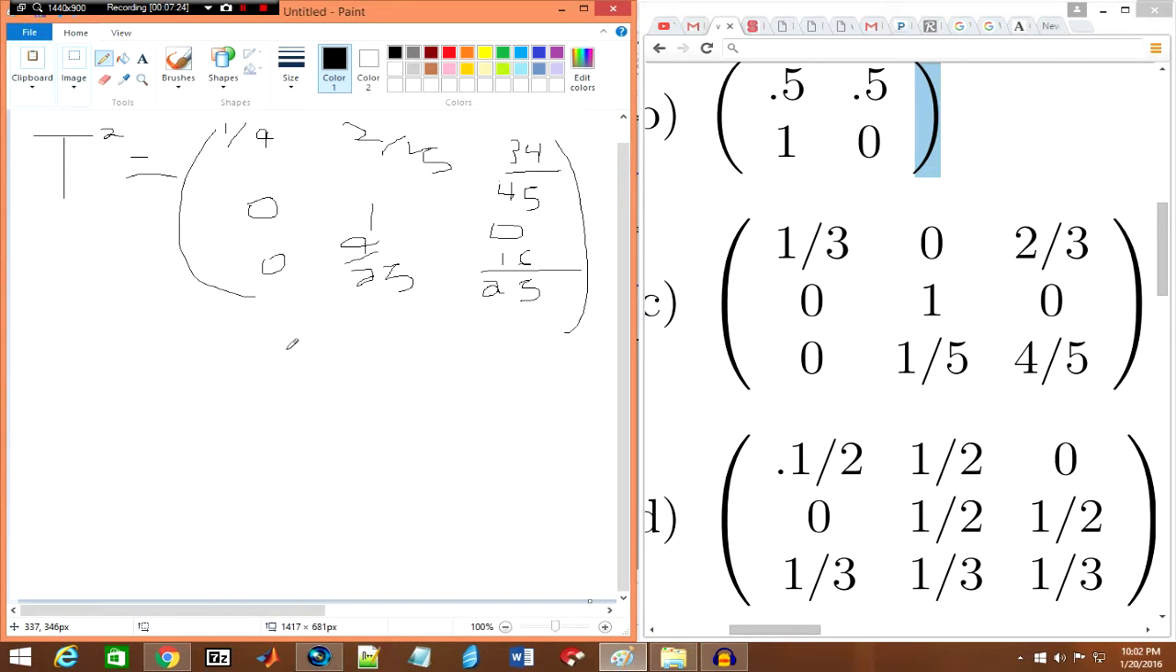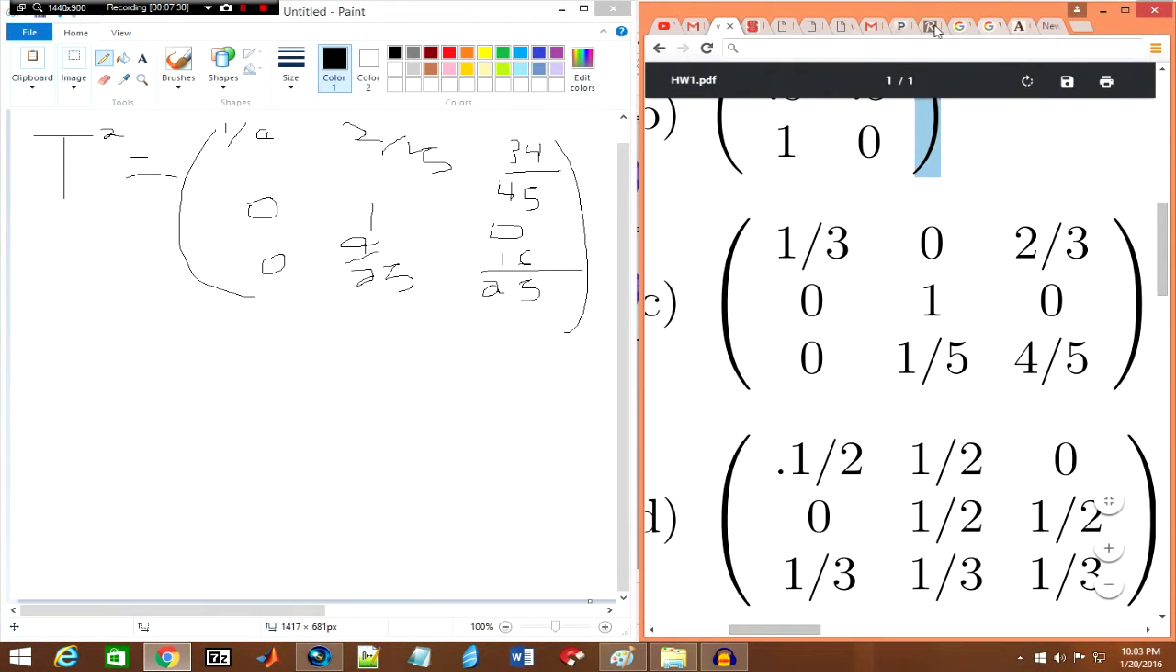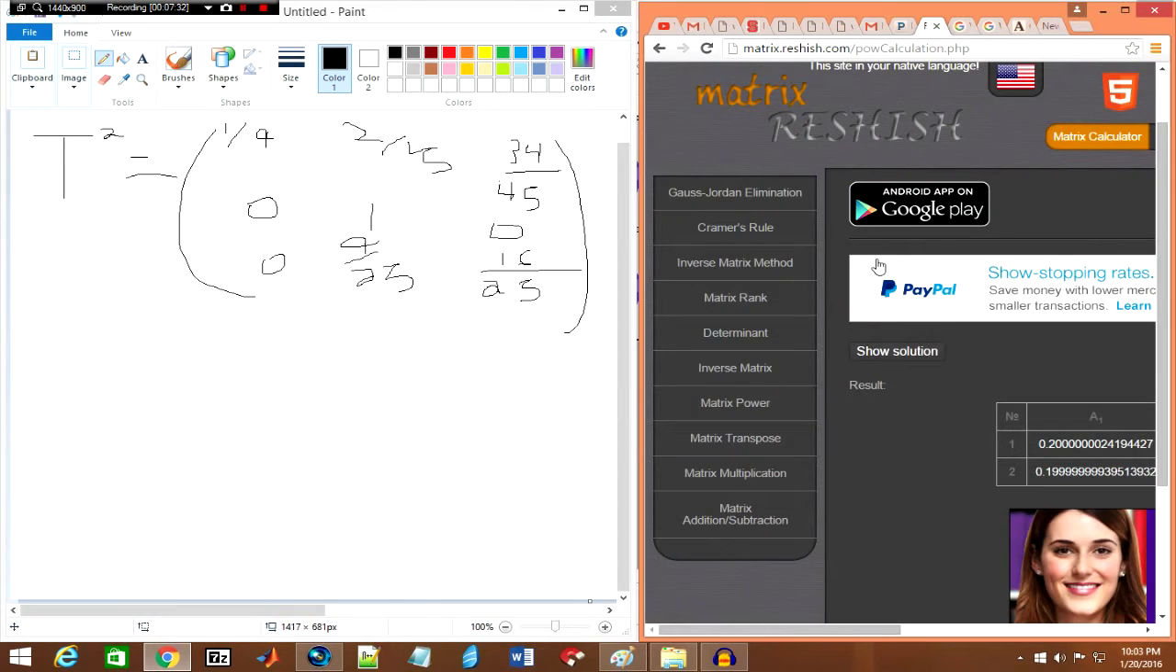And I did not calculate this by hand. I used one of these. I think it's this one. I used this in order to calculate my matrix. Anyways, so let's see here. And if you want to go to that link, it's right here.